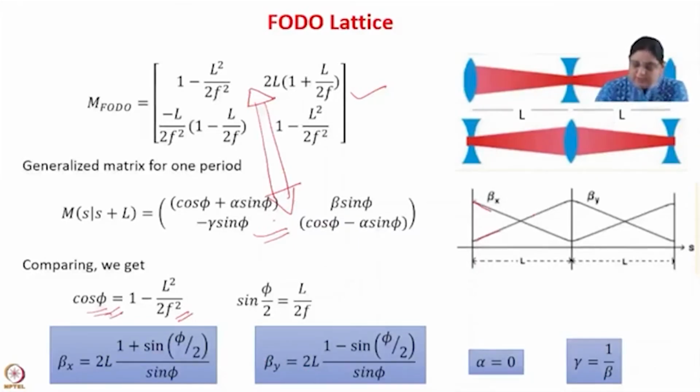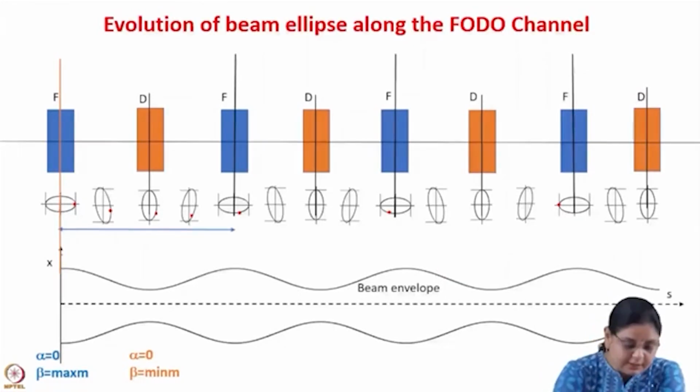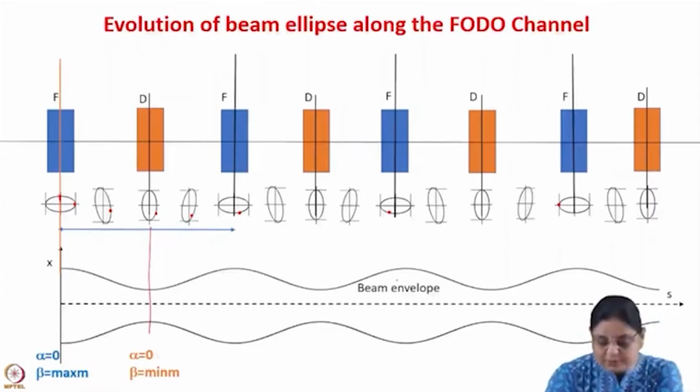These are the values of the beta function at the beginning and the end of the lattice, which are the same because it's a periodic focusing lattice. Here alpha is equal to 0. Wherever beta is maximum, alpha is 0, and gamma will be equal to 1 by beta. So this is the evolution of the beam along the FODO channel. We see here that alpha is equal to 0 and beta is maximum, and at this location alpha is equal to 0 and beta is minimum. So this is the beam envelope.